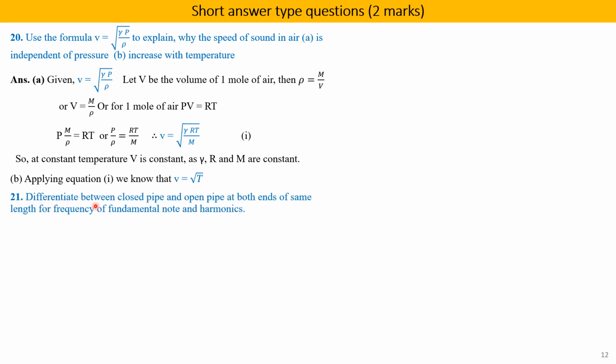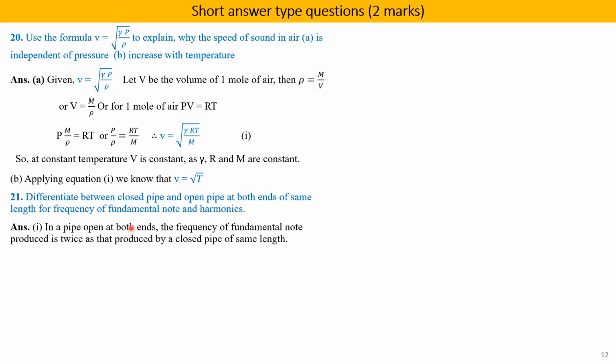Next question. Differentiate between a closed pipe and an open pipe at both ends of the same length for frequency of fundamental note and harmonics. Part 1. In a pipe open at both ends, the frequency of the fundamental note produced is twice that produced by a closed pipe of the same length. Part 2. An open pipe produces all harmonics, while in a closed pipe the even harmonics are absent.